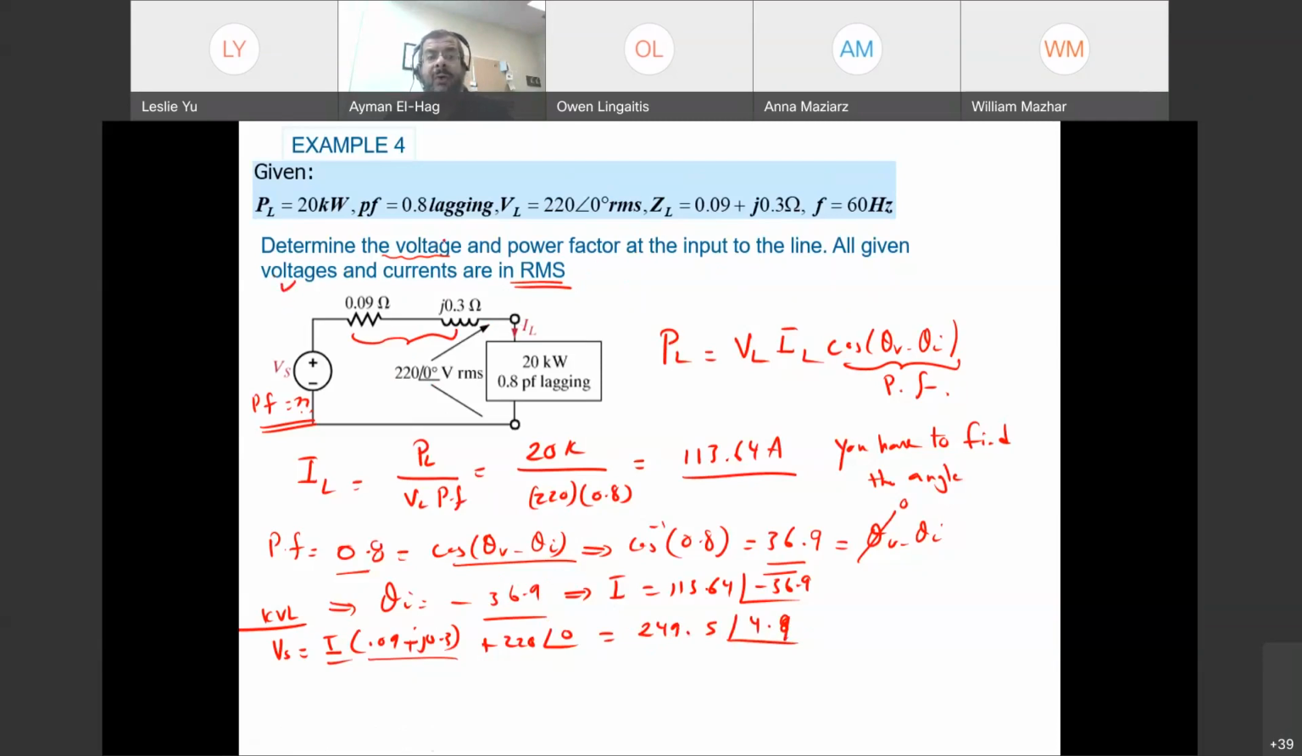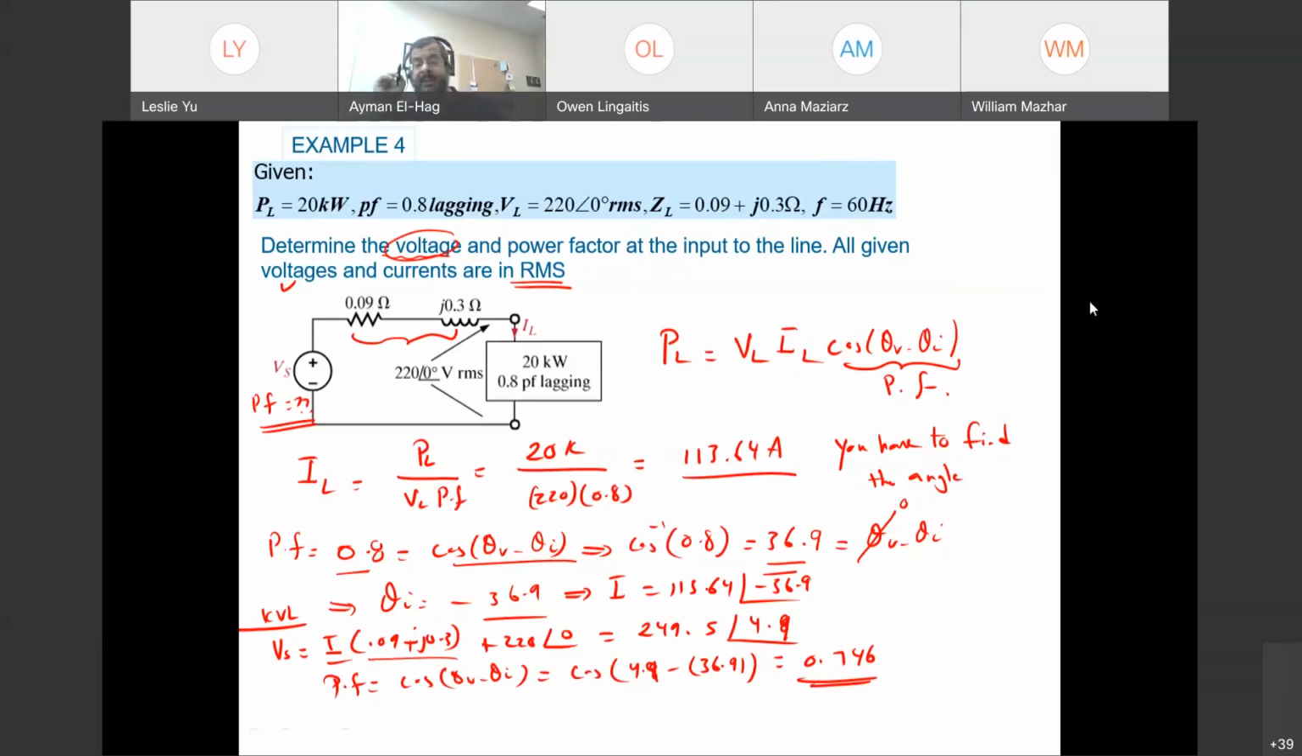Now we want to find the power factor at the input to the line, which is at the source. What's the power factor? It is equal to cosine of theta V minus theta I, which is equal to cosine of 4.8 minus the current angle, which is the same, so it is minus 4.9 minus 36.9, and this is equal to 0.746. This is your power factor. And if you do this, you will be losing at least 1 to 2 marks. Why is that?